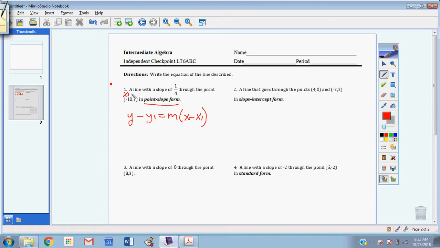So we have x1, we have y1, so this is going to be y minus 7 equals our slope, which was given to us as 1/4, and then in parentheses x minus a negative 10. So when we minus a negative, that's going to be x plus 10. So we realize this is all the problem is asking me for.